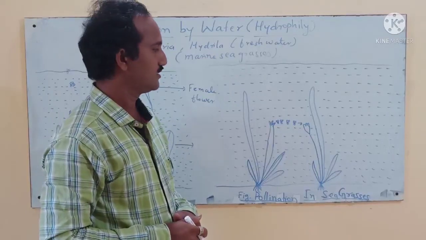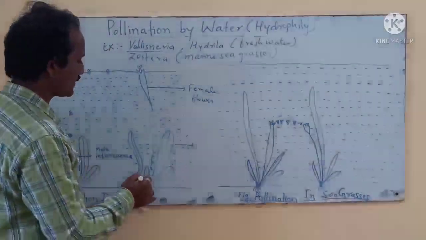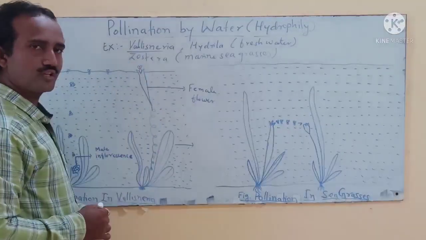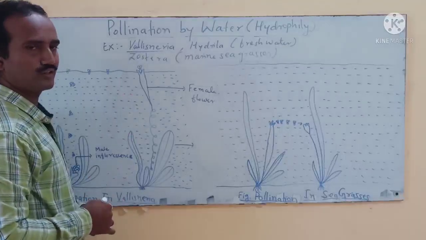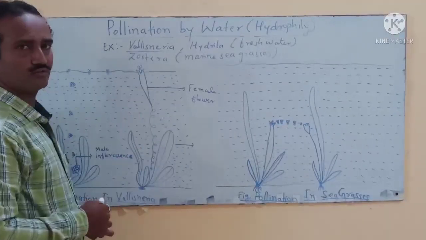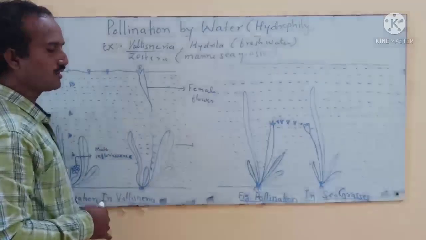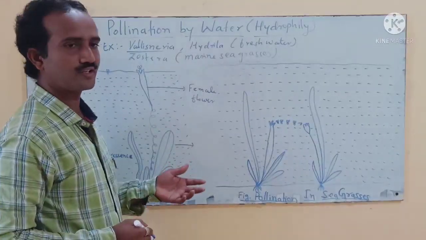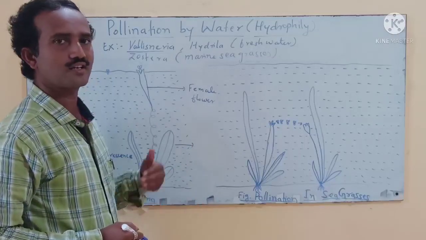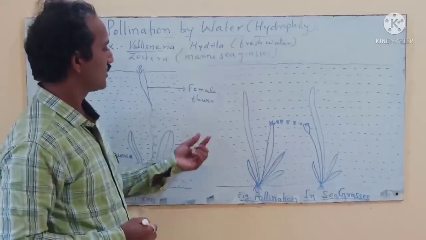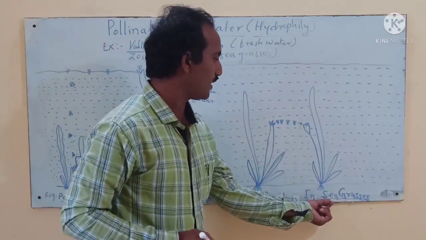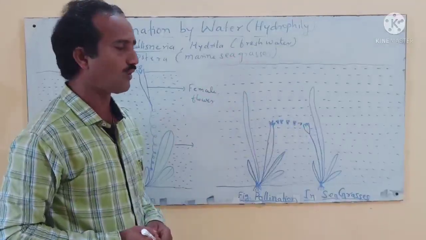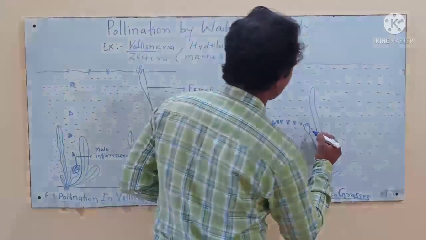Here there is a coiling of the female flower, and when the stigma meets the pollen grains, they come down. After they come down inside the water, they carry out the further processes, that is fertilization and post-fertilization processes. In the sea grasses, the female flower is present inside the water only. This is the female flower.